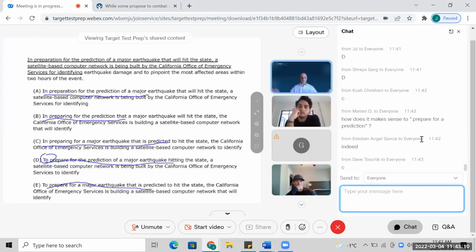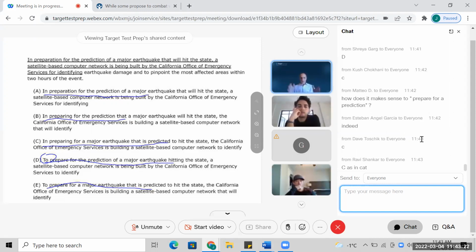Well, the network isn't doing the preparing. Does everyone get that? To prepare for the prediction, a network is being built. So the network is the subject of the sentence. They're not saying people are building something. They're saying to prepare, a network is doing something. D is out, so we got rid of it with that modifier. Let's check some of these others.